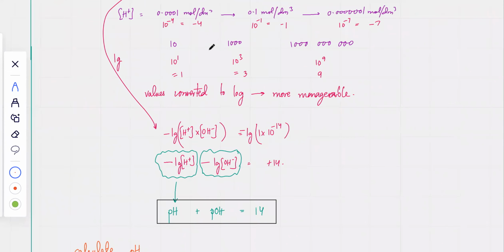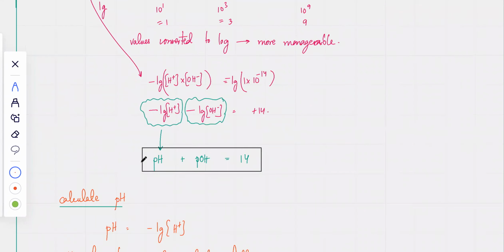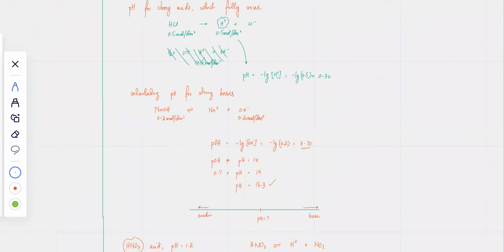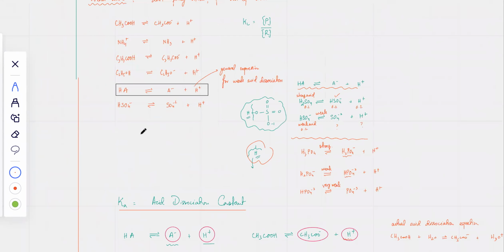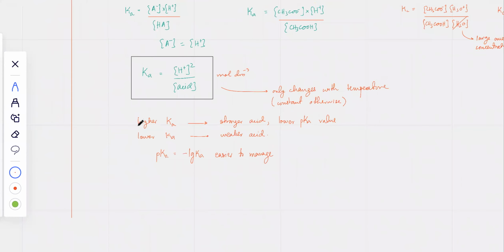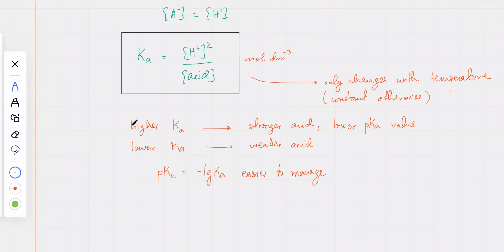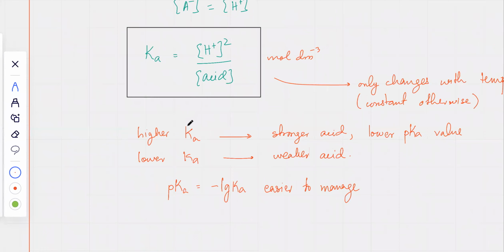If values are really small or really big, they become more manageable if you just convert them into log, right? So remember this, P stands for minus log. So even in K values, they don't deal in K values, they do deal in Ka values. Sometimes the question would be giving you Ka values. Sometimes it would be giving you pK values. So it depends. But taking the negative log of Ka values, the values would be easier to manage.